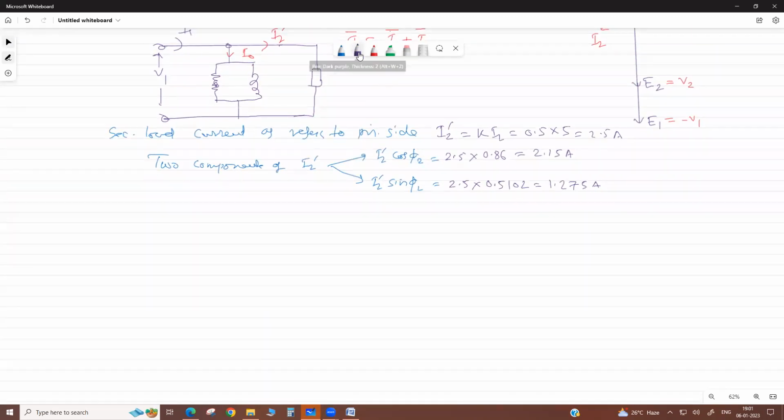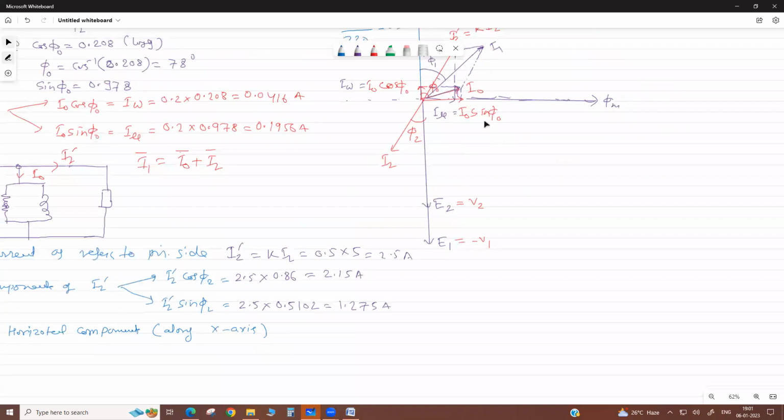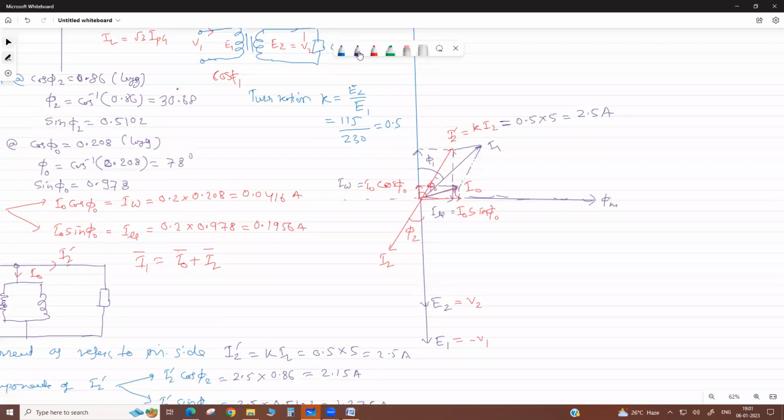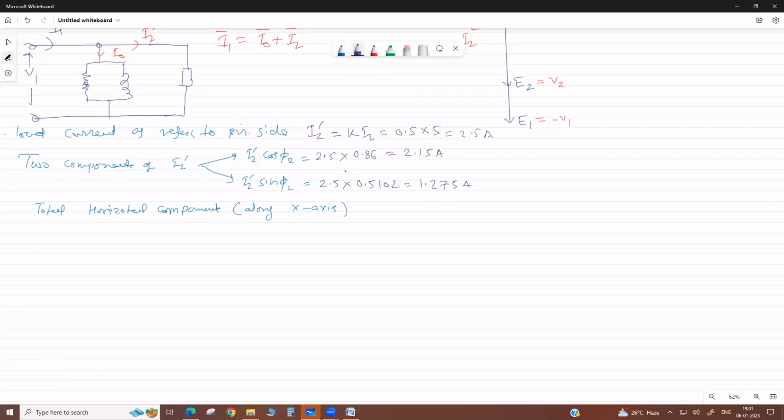Now we calculate the total horizontal component, means along the x-axis. Hello my dear, here suppose this is the x-axis, this is the y-axis. So along the x-axis, means the sine term, I0 sin phi0 plus I2 dash sin phi2. Okay, so please write the values, and this will give you Ix total.